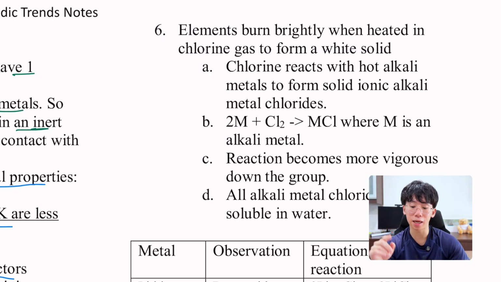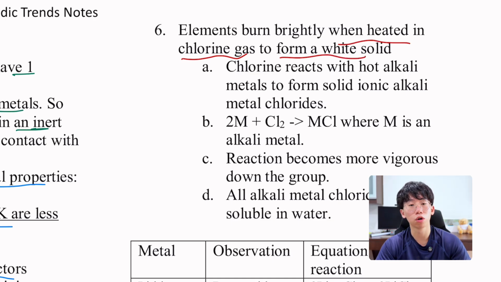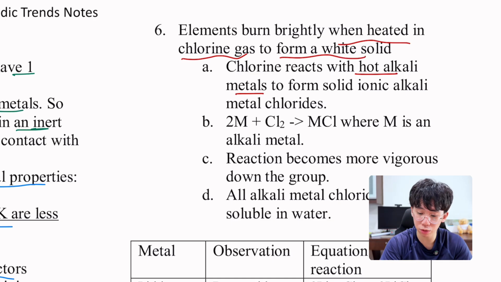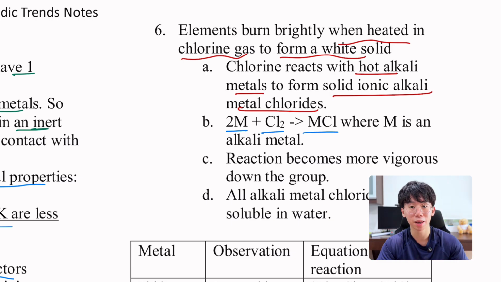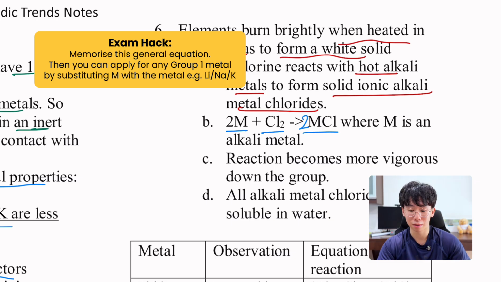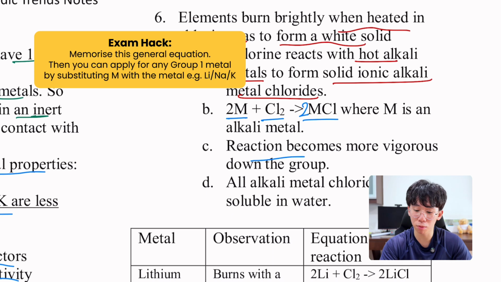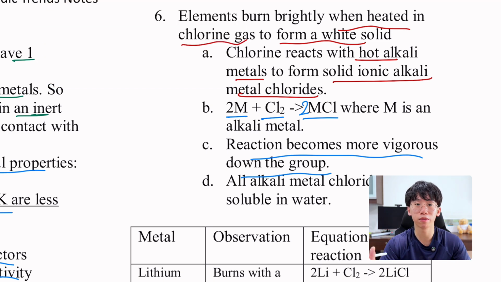Your group 1 elements are also known to burn brightly when heated in chlorine gas to form a white solid. So your chlorine will react with these hot alkali metals to form solid ionic alkali metal chlorides. And it follows a basic equation of 2M plus Cl2 to give 2MCl, where M is an alkali metal. Actually, it should be 2MCl over here. And the reaction becomes more and more vigorous as you go down the group, which is not surprising. We already knew that for trends down group 1.